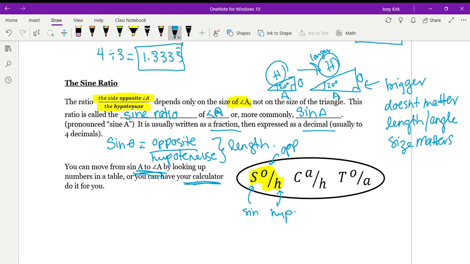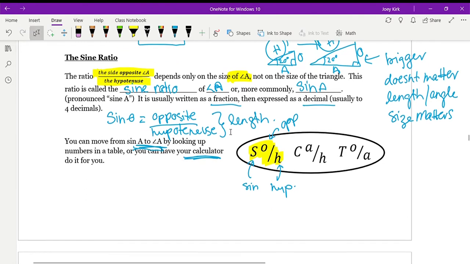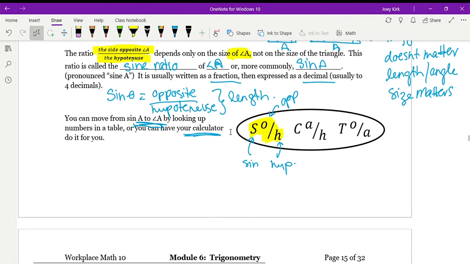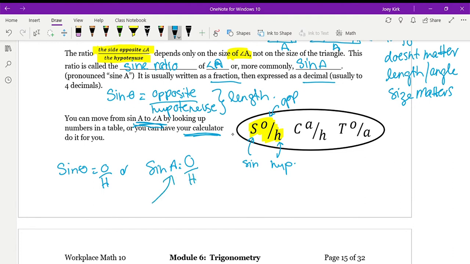All right, so let's do some examples, but I really want you to make sure you get that when I put in sine of theta equals opposite over hypotenuse, or sine of A equals opposite over hypotenuse, I'm going to keep saying this, but please know that A and theta just mean they are representing the angle of interest.